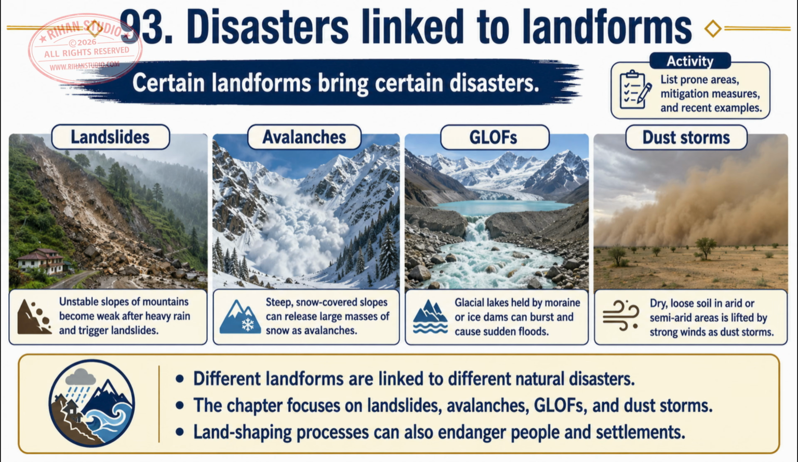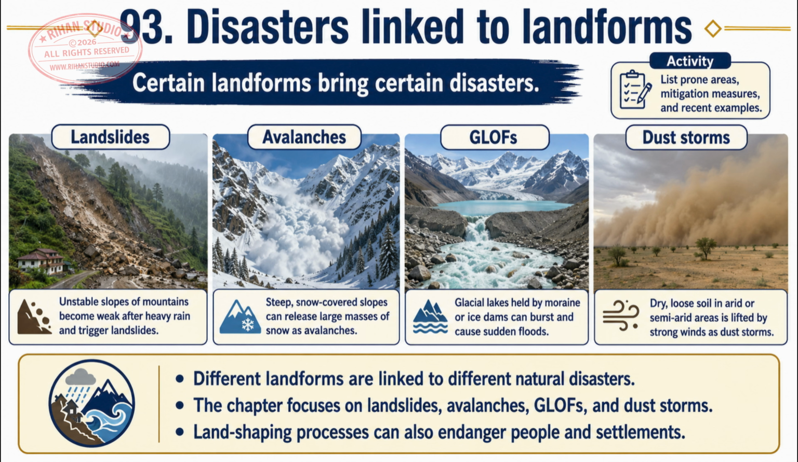Landforms and disasters. Disasters linked to landforms. Certain landforms bring certain disasters. The chapter highlights landslides, avalanches, GLOFs, and dust storms. Activity. List prone areas, mitigation measures, and recent examples.